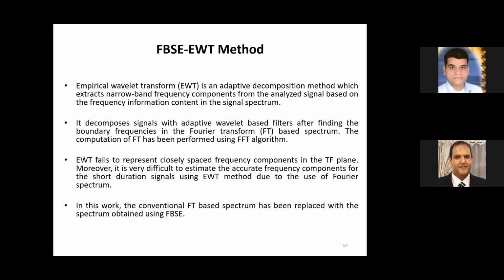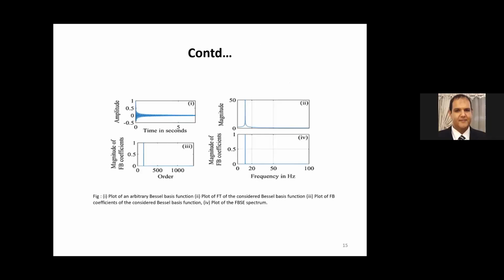So this is an example. Here you can see one basis function that is itself a Bessel function, and you see its spectrum using the Fourier transform, which has a band pass nature. On the other hand, if you compute the spectrum using the Bessel function, then there is only one spectral line. So the Fourier-Bessel series expansion based method represents the spectrum in a more compact manner.